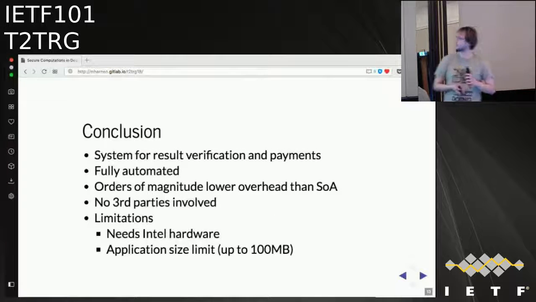So to conclude, we have a system for result verification and automatic payments. It is fully automated, and we have orders of magnitude lower overhead than the state of the art. We have no third parties involved.